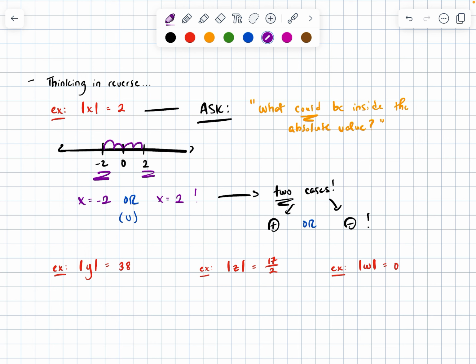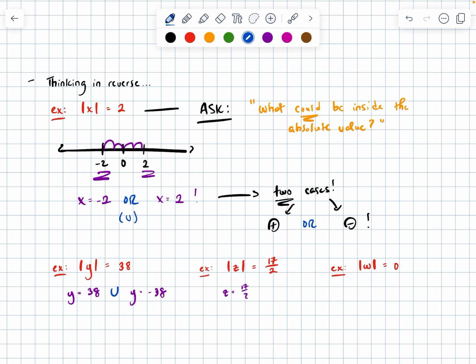Alrighty, well, if the absolute value of y is equal to 38, again, the question I could ask is what could be inside the absolute value? Well, if I take the absolute value of 38, I could get 38. Or I could take the absolute value of -38. That would work for me too.